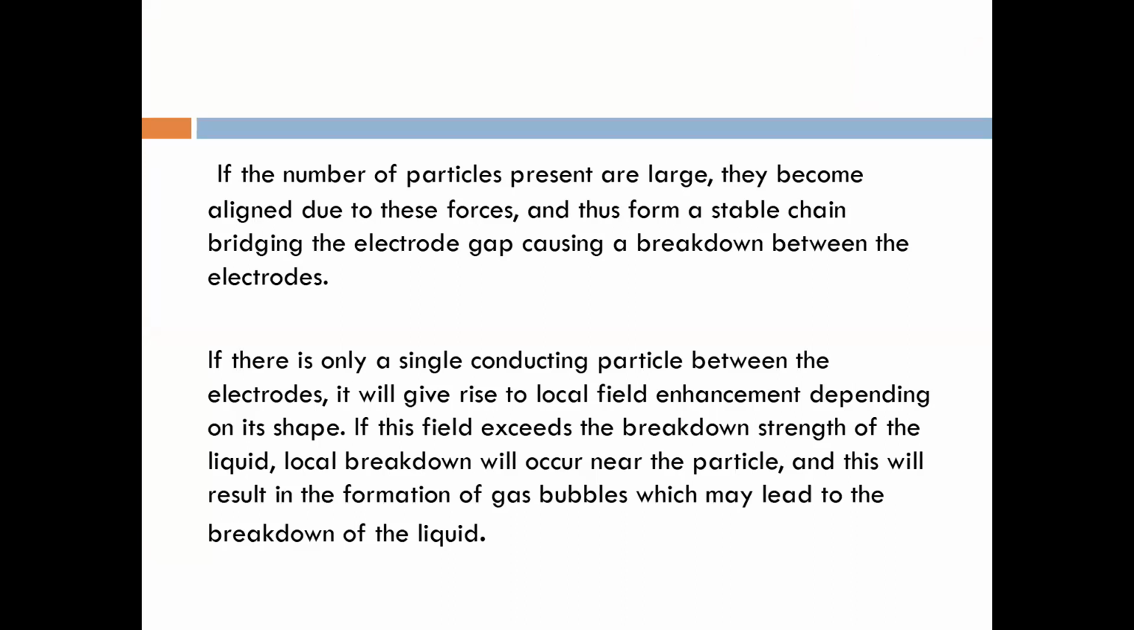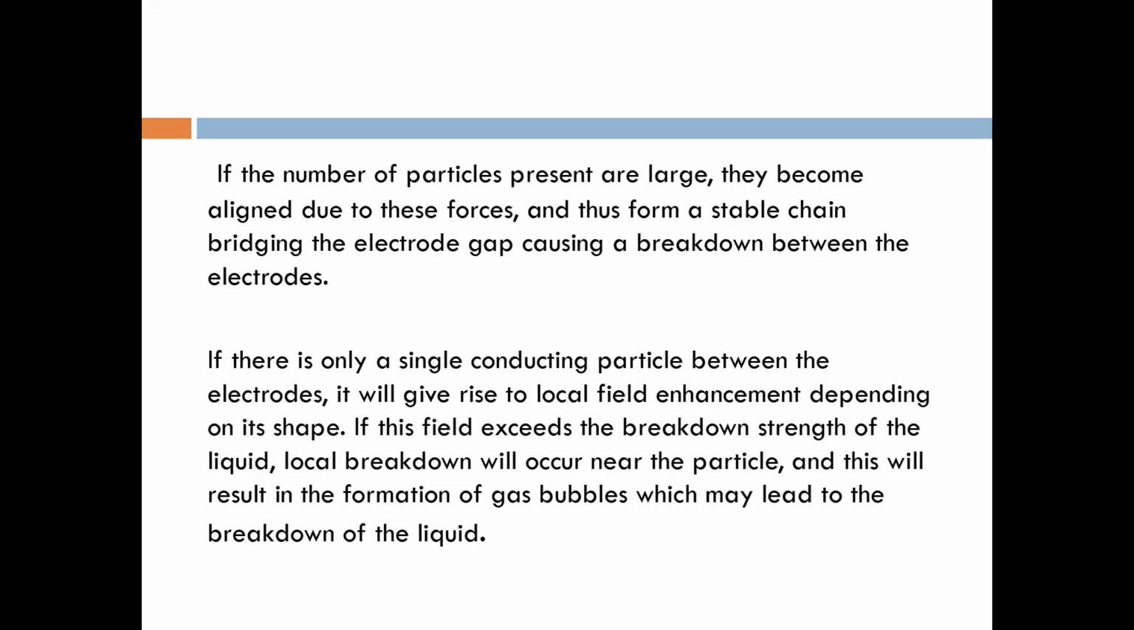What if the number of particles present is large? We will see both cases: when a single particle is acting, and when a large number of particles are present. In the first one, if the number of particles present is large, they become aligned due to these forces and thus form a stable chain bridging the electrode gap, causing a breakdown between the electrodes.